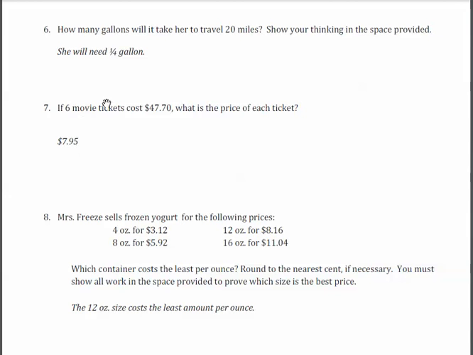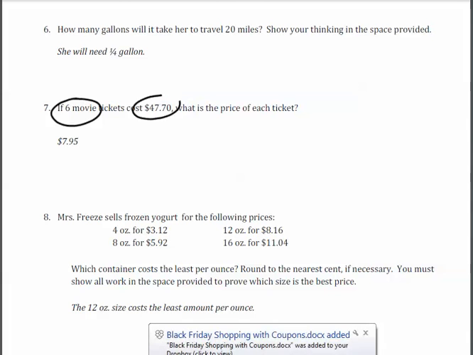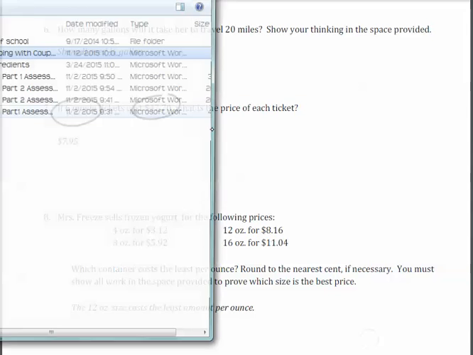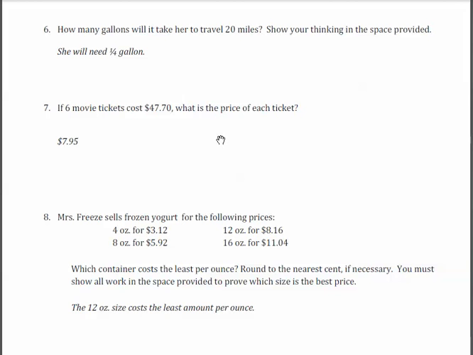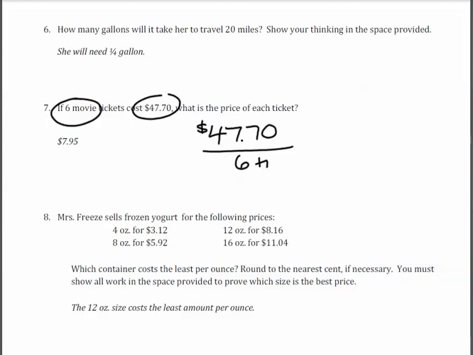Let's look at number 7. If 6 movie tickets cost $47.70, then what is the price of each ticket? So $47.70 is my money, and I always put money over items, so over 6 tickets. Then I figure out how much I'm paying for one ticket. So I divide by 6, and when I do that, put that in your calculator, 4770 divided by 6, and we are paying $7.95 per ticket.